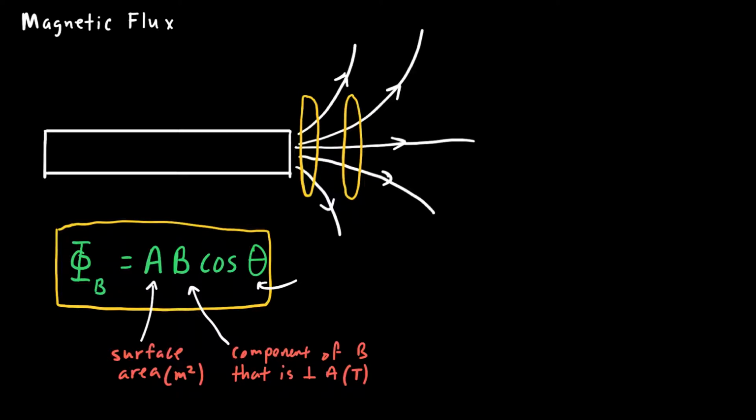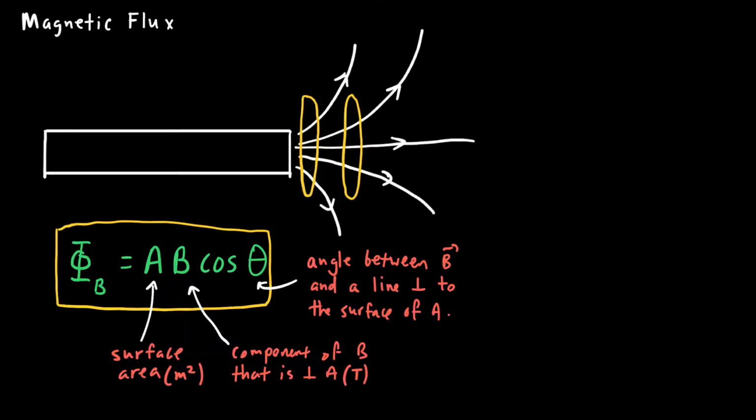But theta represents the angle between the magnetic field direction and a line perpendicular to the surface of A.